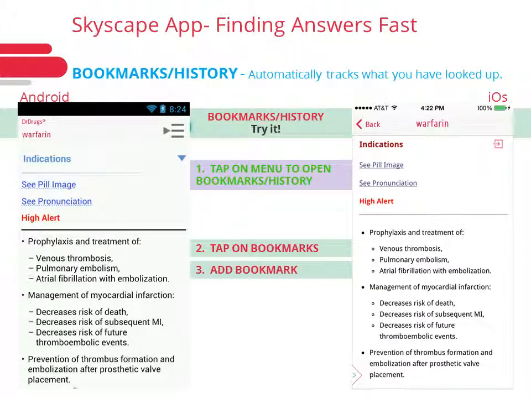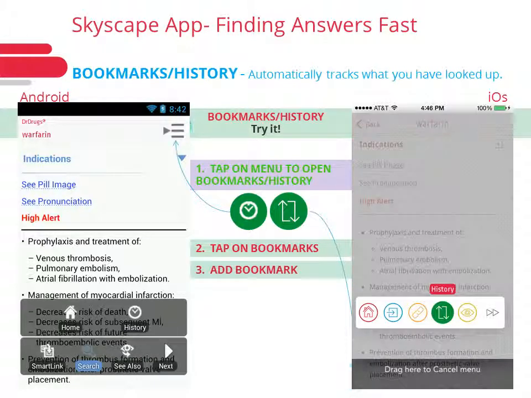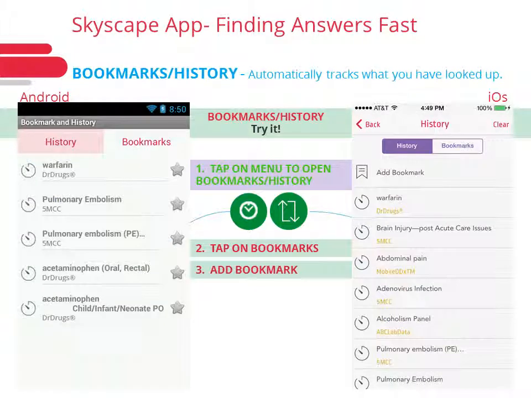While looking at the topic, I will tap on my menu button to pull up the Skyscape menu. From the menu, I will choose Bookmarks, and then Add Bookmark. Now I will have this bookmark available at any time. Quickly and easily you can access and save all your bookmarks.